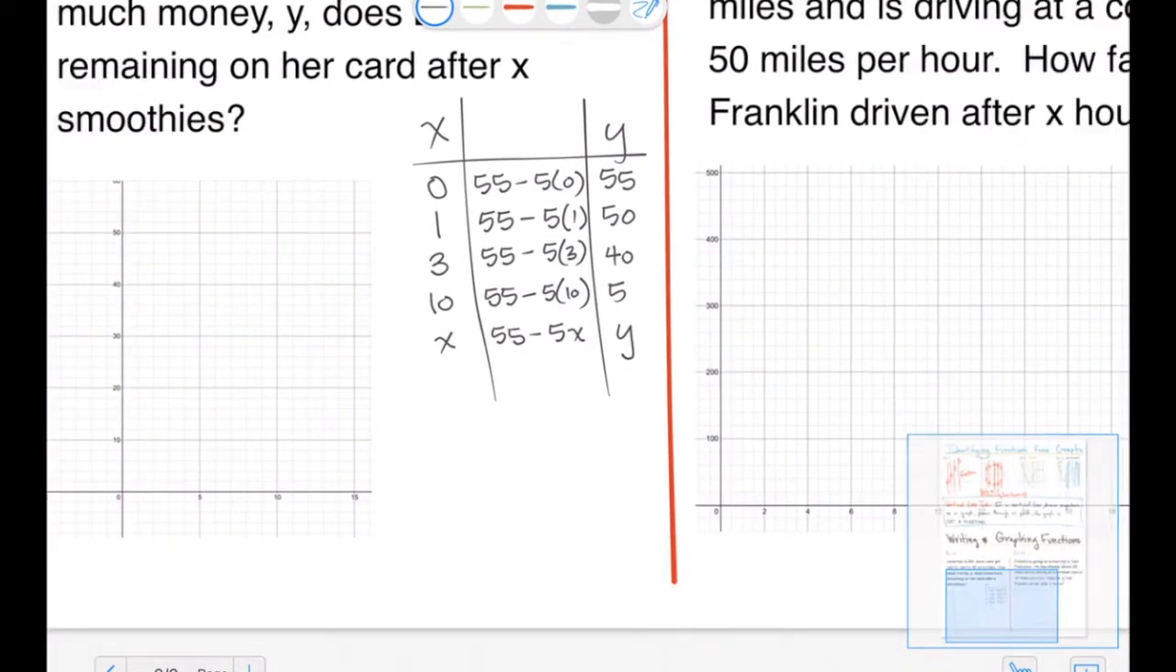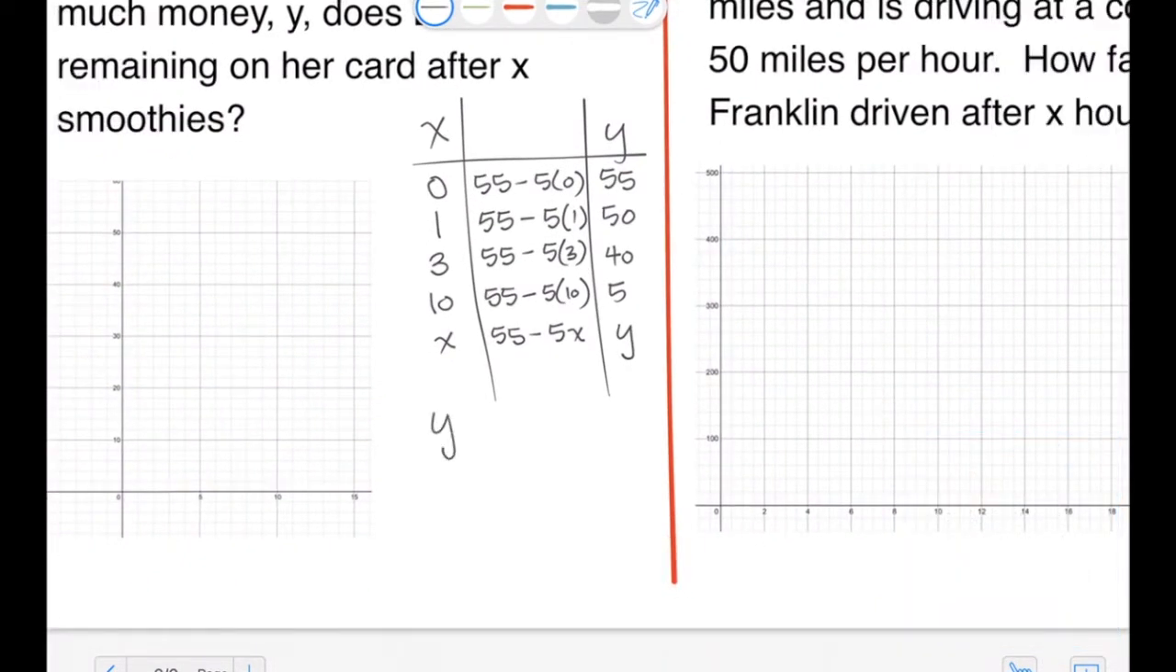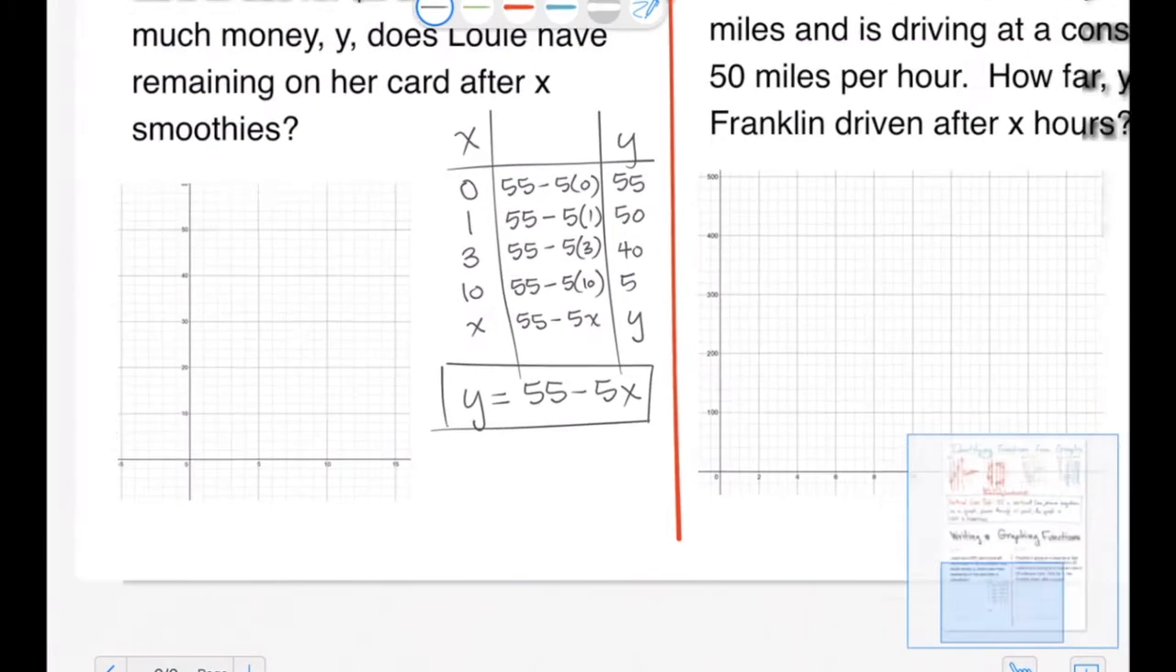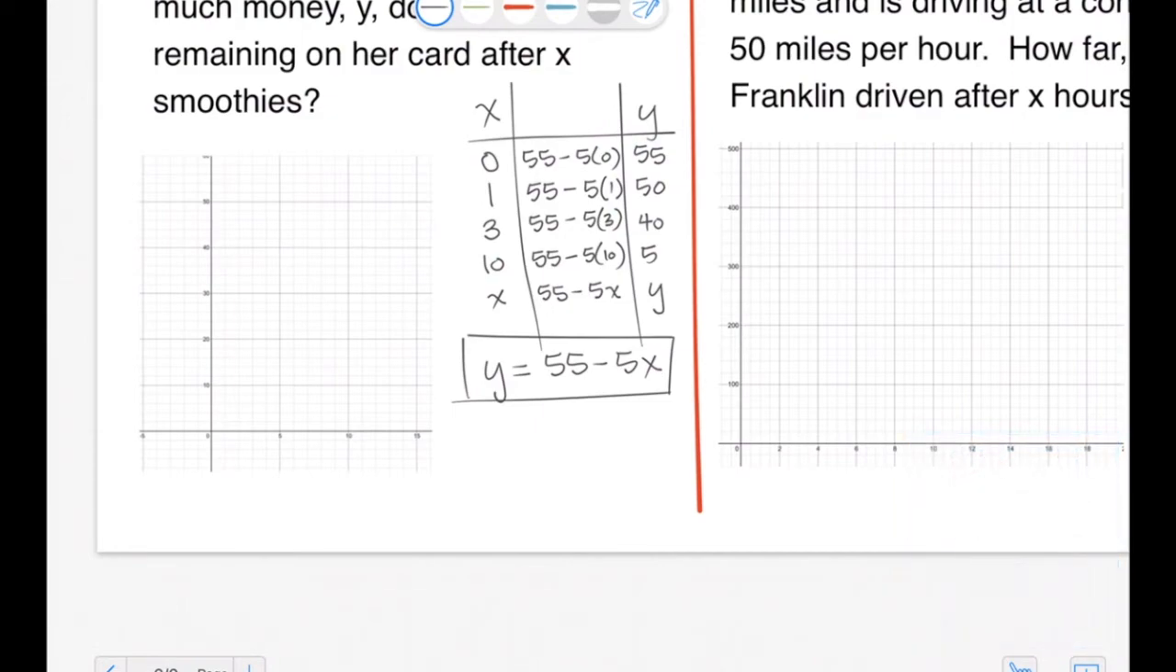Okay, so here's what we've done. We figured out a function rule. The rule is y is equal to, so y is the amount of money she has left on her card, and it's equal to 55 minus 5 times however many smoothies she buys. Okay, so this, we'll see in just a second, is going to be a function. Let's talk about why. Well, however many smoothies she buys, there's really only one possibility for how much money she has left on her card. So that's one way to look at it.